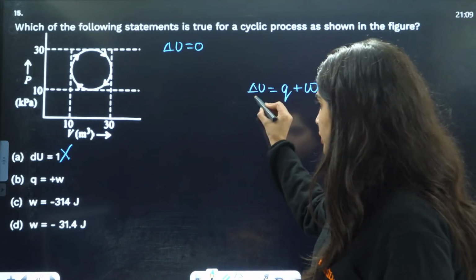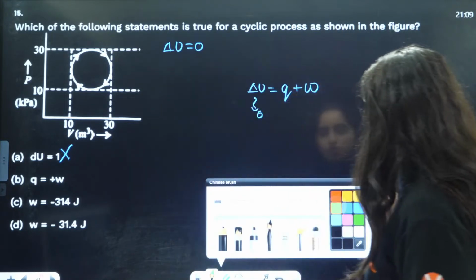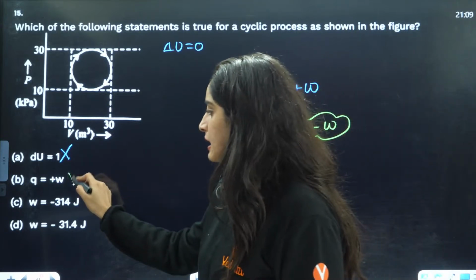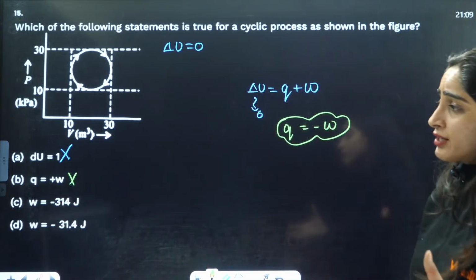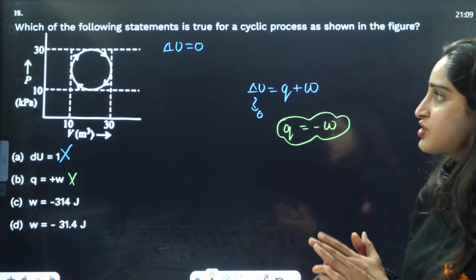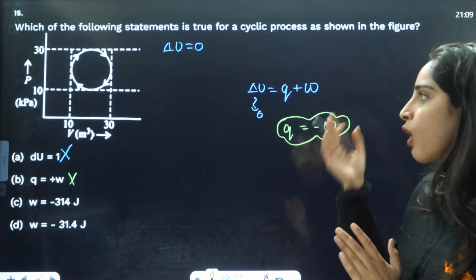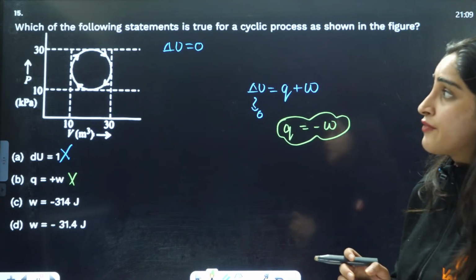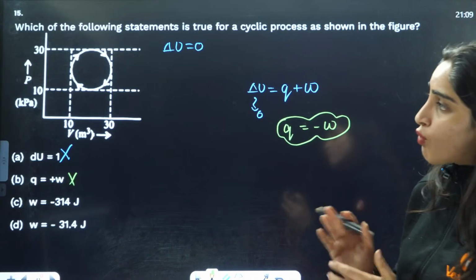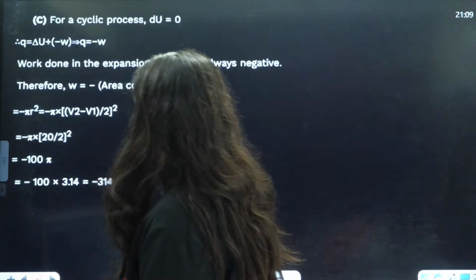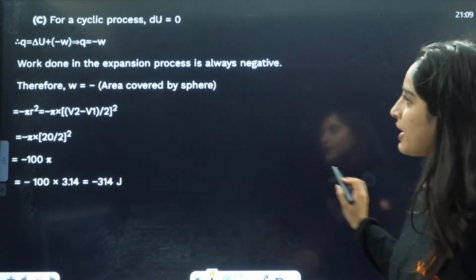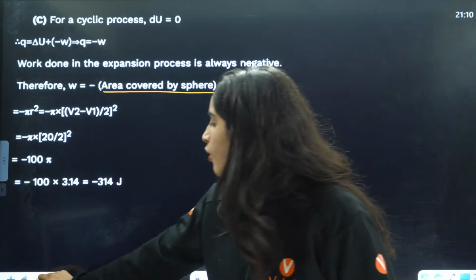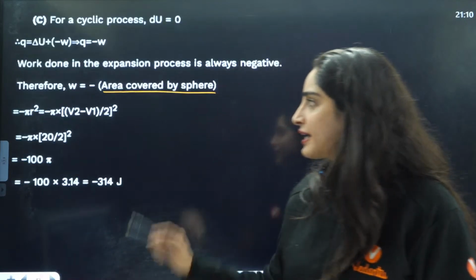If delta U is 0, put it in the first law, you will get q is equal to minus w, right? So again, the second is also an incorrect answer. That means out of the remaining options you need to tell which is the correct answer. So it is a clockwise thing, definitely it is going to be negative. Now just put the value of pressure, which is given to you, right? And change in volume is also given to you. So just solve this with that, right? W is equal to the area covered by the loop, because it is going clockwise, so it is going to be negative.